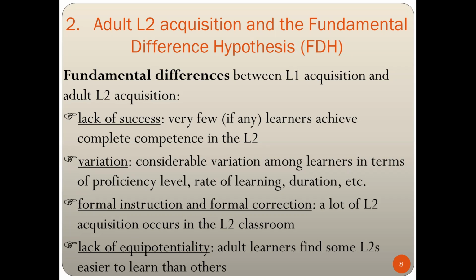Second language learners find some languages easier to learn than others. And as a consequence, they find some languages harder to learn. As a rule, it all goes down to typological distance between the first language and the second language. So if the learner's native language and the second language are typologically close to each other, learners usually are more successful with such languages.